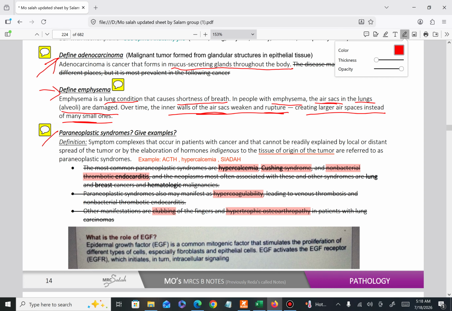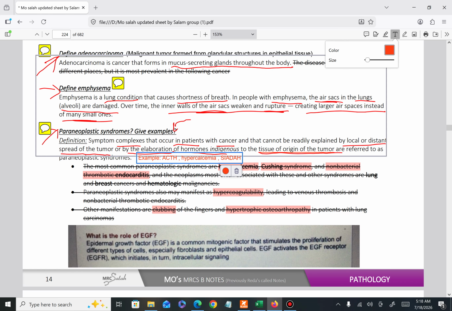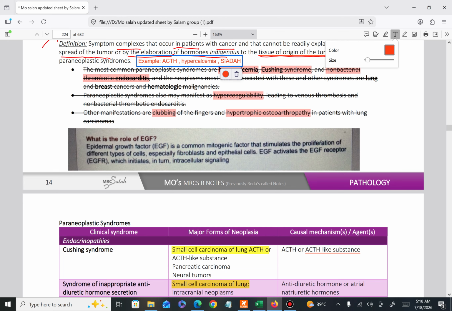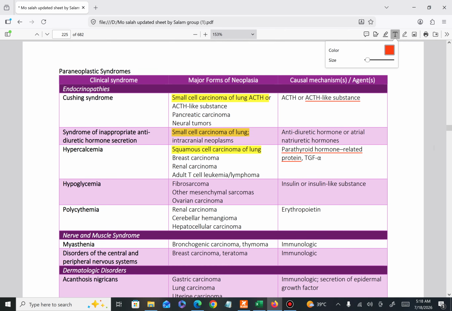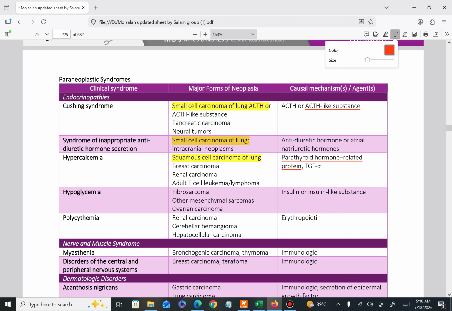Now define paraneoplastic syndrome and give examples. So paraneoplastic syndromes are symptom complexes that occur in patients with cancer and that cannot be readily explained by local or distant spread of the tumor or by the elaboration of hormones indigenous to the tissue of origin of the tumor. Examples are ACTH secreting tumor, hypercalcemia, SIADH. So we will discuss the paraneoplastic syndromes in detail.